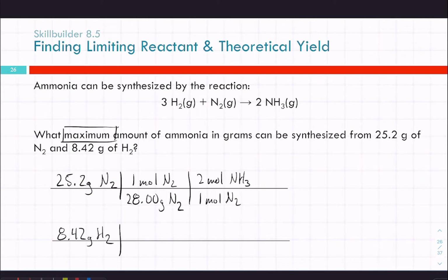So 25.2 times 2 divided by 28. We'll get 1.8 moles of NH3.